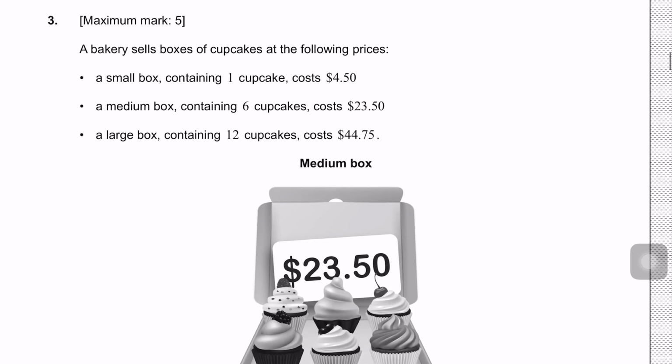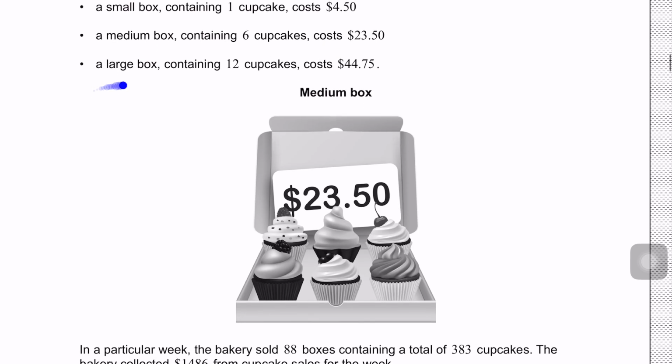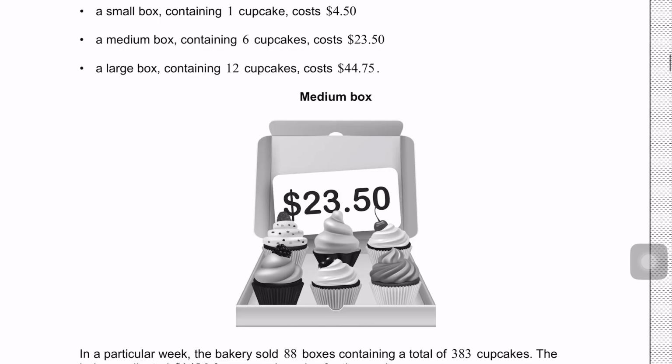5-mark question. A bakery sells boxes of cupcakes at the following prices. A small box containing 1 cupcake costs $4.50. A medium box containing 6 cupcakes costs $23.50. A large box containing 12 cupcakes costs $44.75. And there's our medium box. They included a picture.